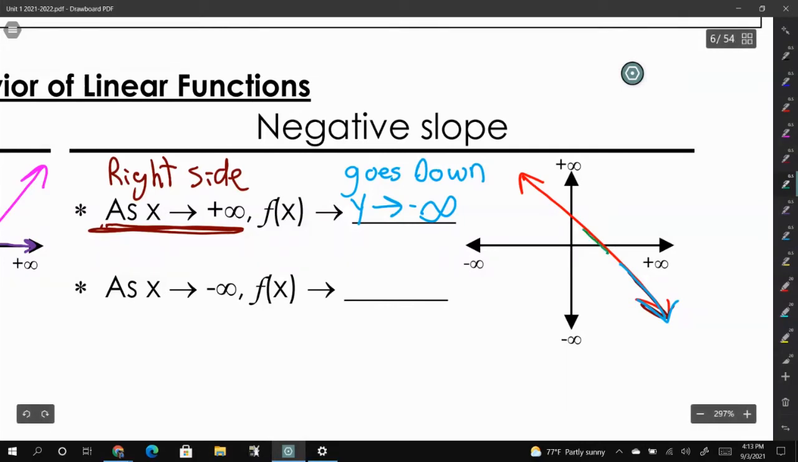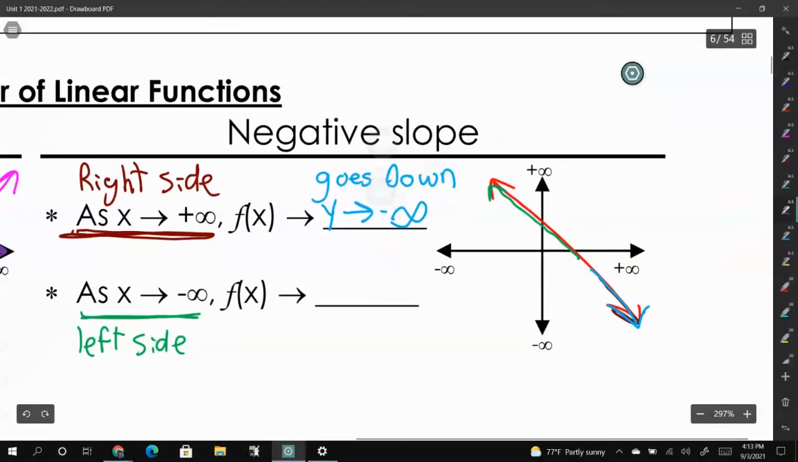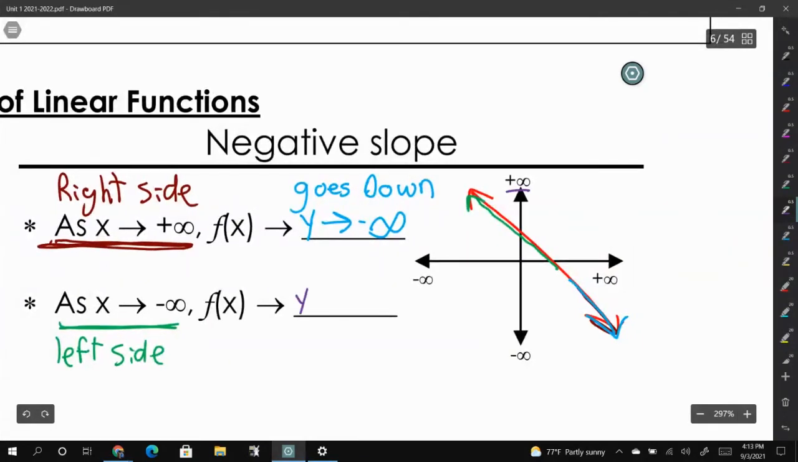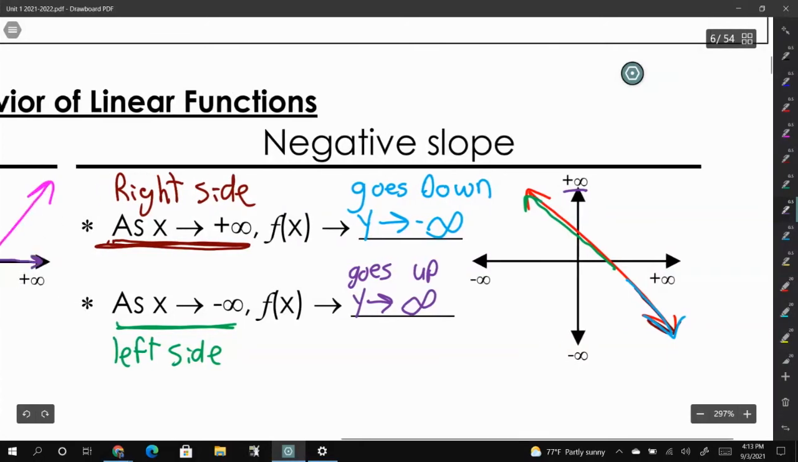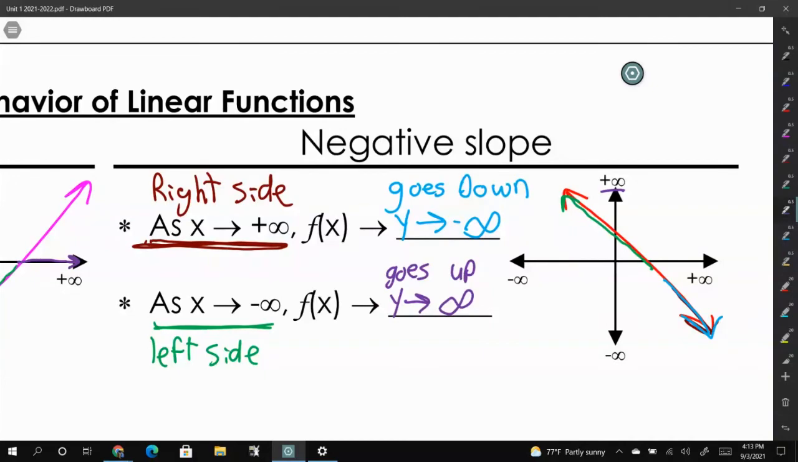Then the left side, you need to remember this means left side. The left side is going up. So we say y approaches positive infinity. That means goes up. And this will always be true for any function we talk about when it comes to end behavior. If the y values go up, we write this. The y values go down, we write that. And the left and right side are always written the same way.